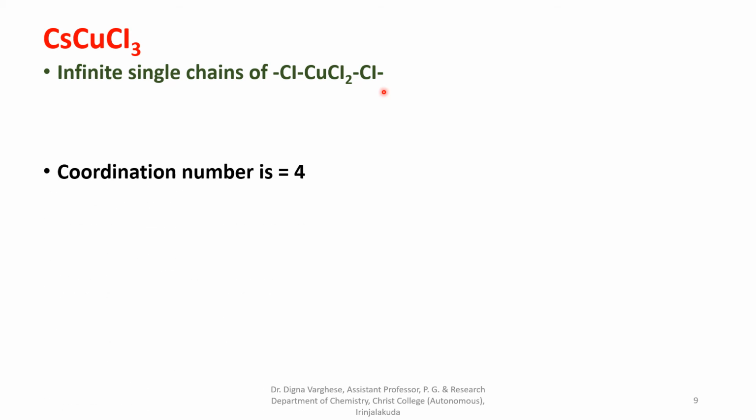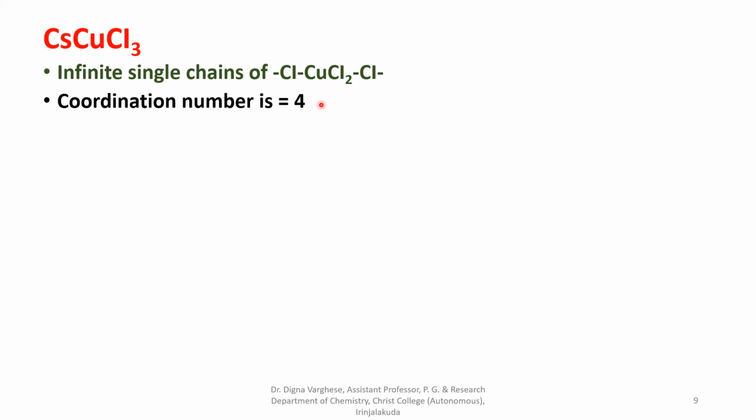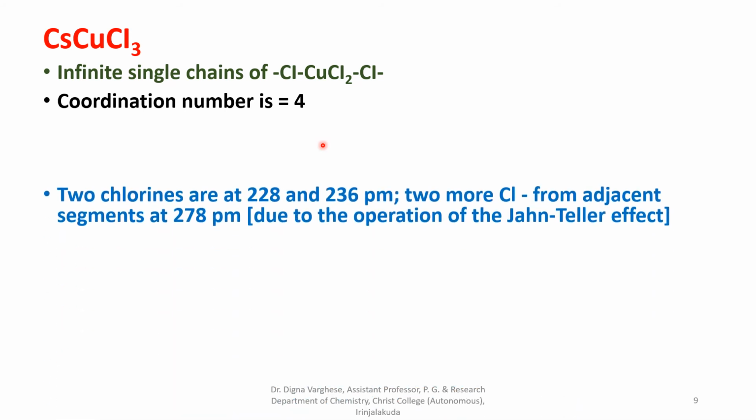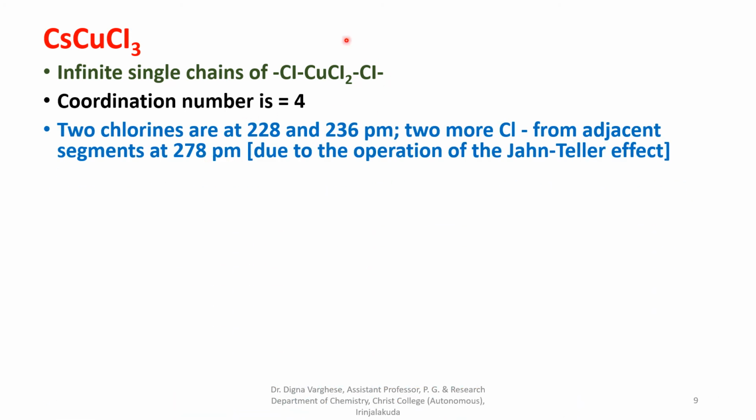Here you can see some examples. CsCuCl3 is found to be coordination number 3, but it is seen in infinite single chains of CuCl2. Its coordination number is 4, not 3. Here 2 chlorine atoms are at 228 picometer and 2 more chlorine atoms from the adjacent segments are found at 278 picometer. This is due to the Jahn-Teller effect.